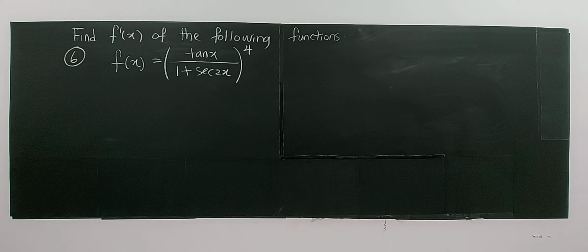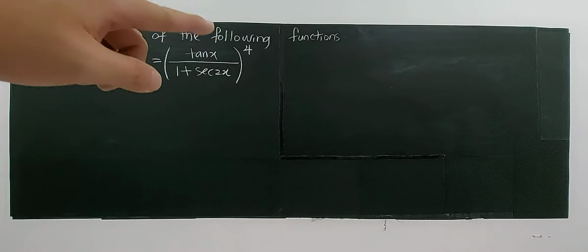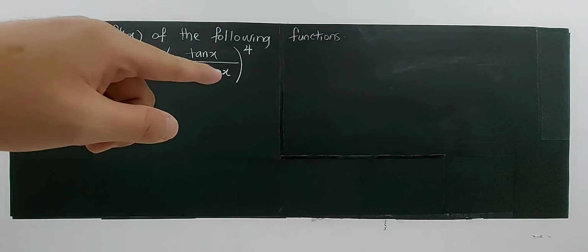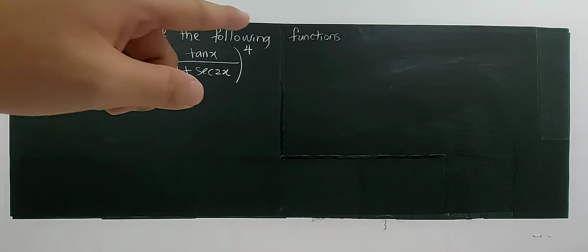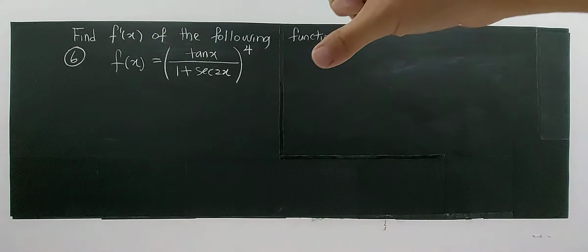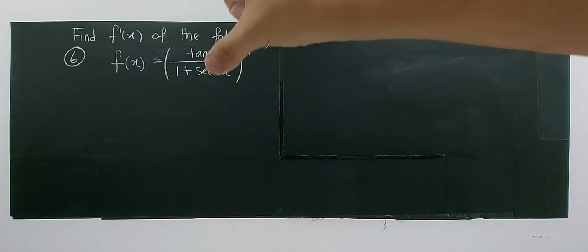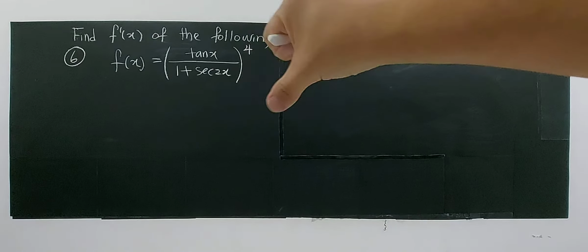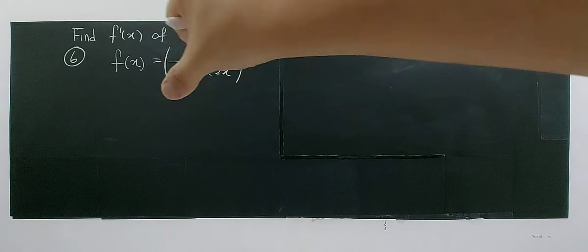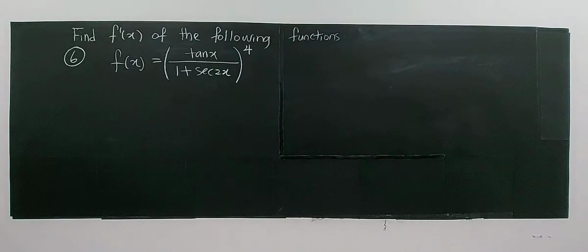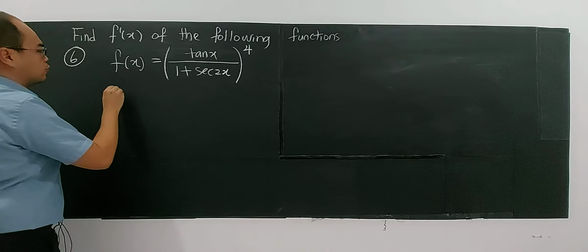Alright, let's look at this final question. We have f(x) equals tangent x over 1 plus secant 2x, everything to the power of 4. Without the power of 4, we know we would apply the quotient rule first. But now, with everything in the power of 4, we need to apply the chain rule, so you have to deal with the power first.